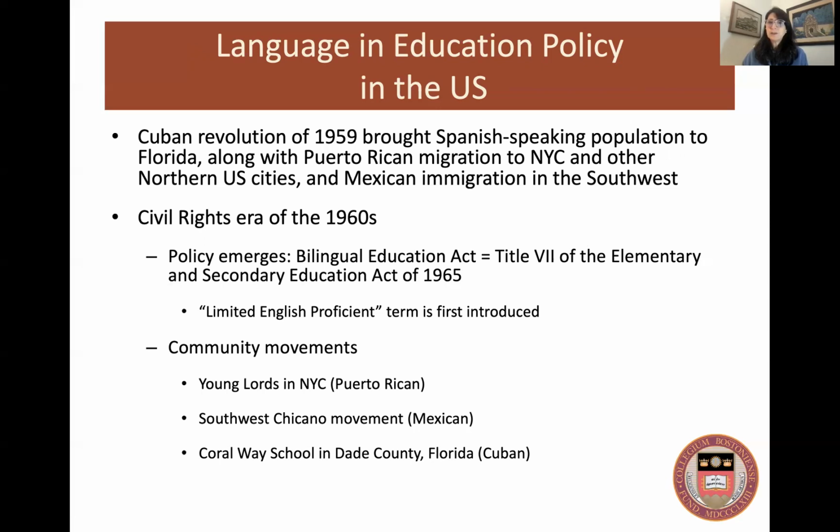There were also community movements. There were the Young Lords in New York City, Puerto Ricans that stood up to revitalize their culture and language, the Southwest Chicano movement as well, mainly in Chicago but in many other places, and the Coral Way School in Dade County, Florida, with the Cubans asking to continue their education in Spanish so that the students wouldn't remain behind.